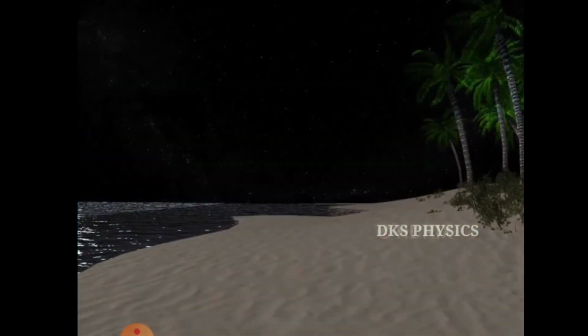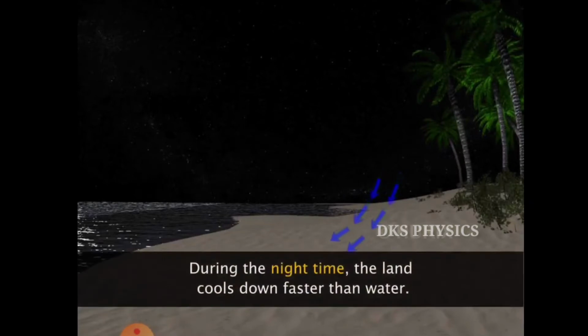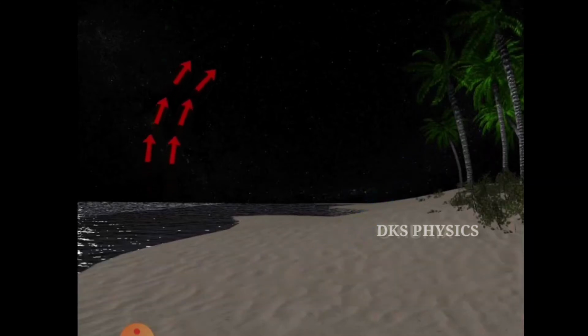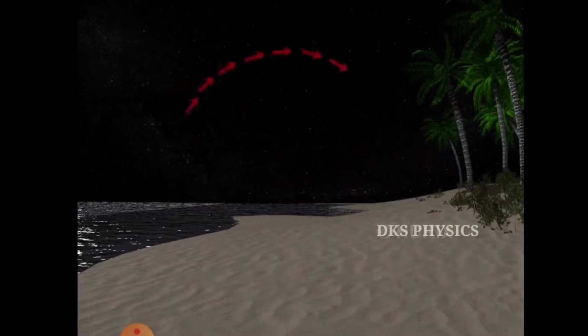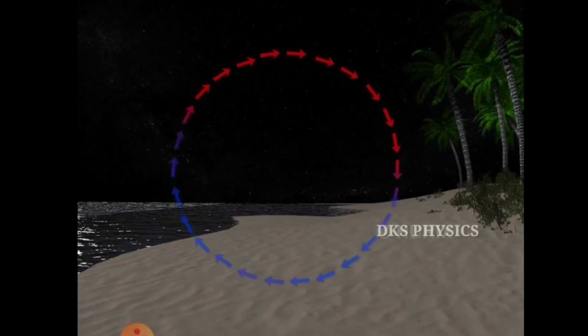The reverse of this happens at night. The land cools down faster than water. As a result, the air above the sea remains warm, while the air above the land becomes cool. The warm air above the water rises, and the cool air from the land rushes to fill its place. This continues causing land breeze at night.